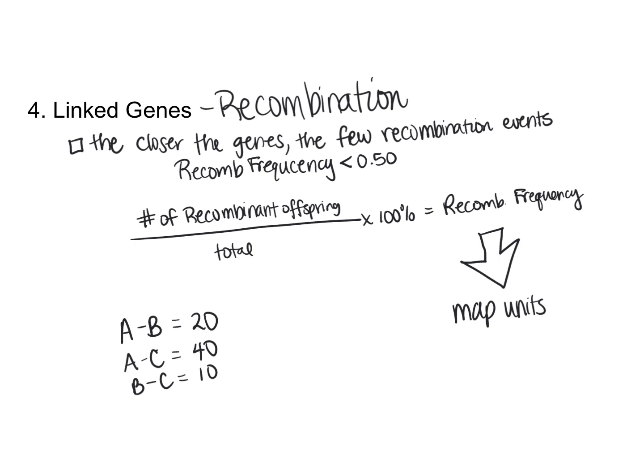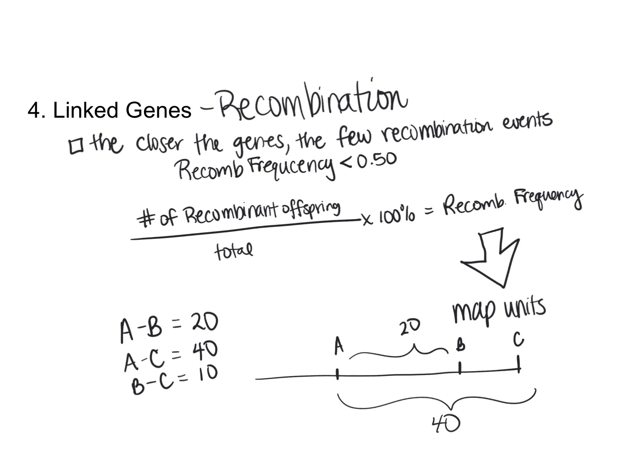Well, number one, you want to start by identifying which of the two genes are the furthest apart. And you're going to know which are the furthest apart because they're going to have the highest map units. So from my data here, A and C are the furthest apart because they have the highest recombination frequency. So they are at 40. Then when you look at A and B, they're going to be closer together. And B and C are going to be closest together. So I'm just going to put my B. A to B is 20 map units apart, and B to C is 10 map units apart.